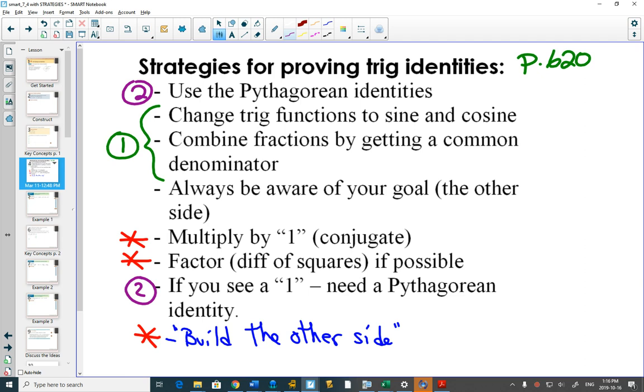The red ones with the star are the advanced strategy that we're going to learn today. Sometimes you need to factor, sometimes you need to build the other side. And I'm just going to put a check mark beside this one.